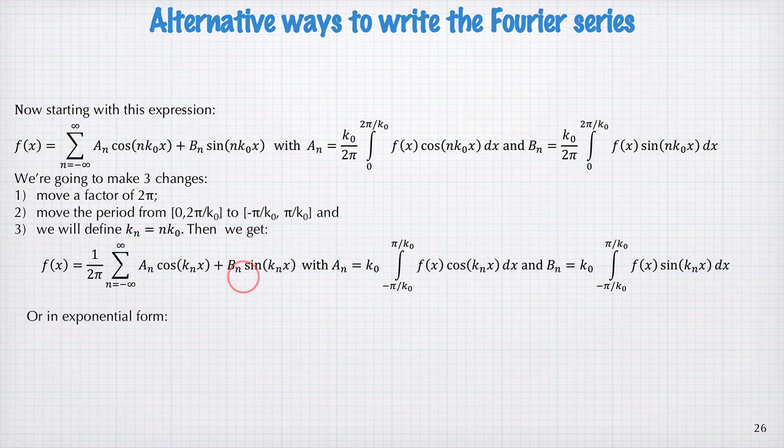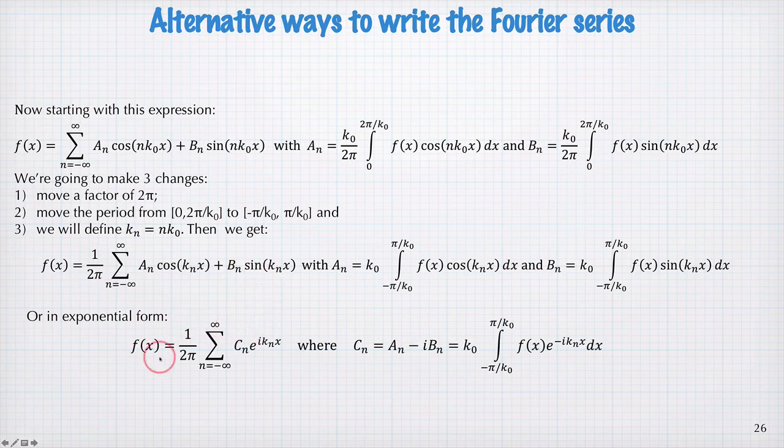Now, we can rewrite this, if we wish, in exponential form. Because we've got a sum here of a cosine and a sine, we can also recognize that something like e to the i k n x can be expanded as a sine and a cosine. The expression for C n here, in terms of the a n and the b n, will be this. So if we expand this exponential term here, we will get a sine and a cosine. The sine will be imaginary, and so we make sure we have a minus i here to turn the sine function back into a real term. And the C n's then will be given by this integral here.